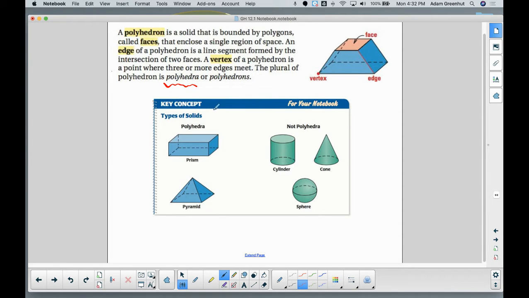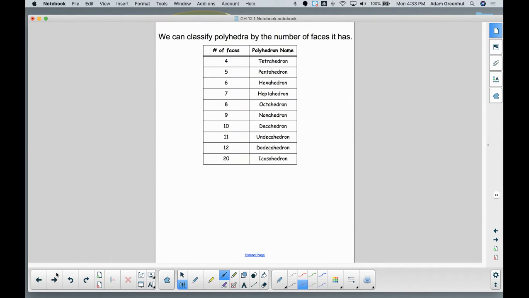And there's different types of polyhedra. There's prisms. There's pyramids. There's also solids that are not polyhedra because they're round, like cylinders and cones and spheres. We're going to be talking about all five of these types of things in the next week or two, or a few weeks if you include spring break. But let's start with polyhedra.